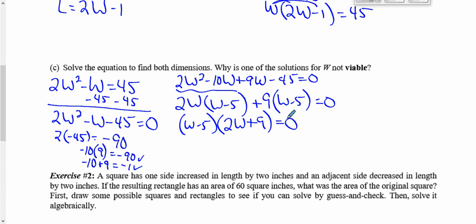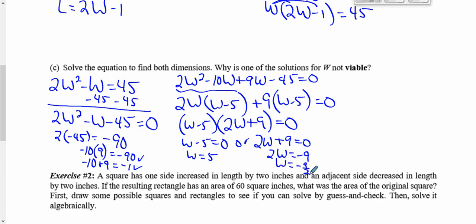Okay. Hey, Amy, what do we do with these two factors? Set them equal to 0. So we get w minus 5 equals 0, or 2w plus 9 equals 0. What does w equal over here? 5. How about over here? We get 2w equals negative 9, so w equals negative 9 halves.